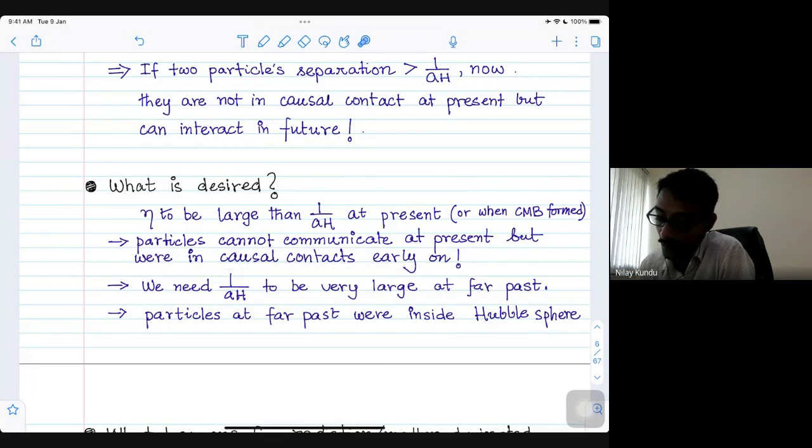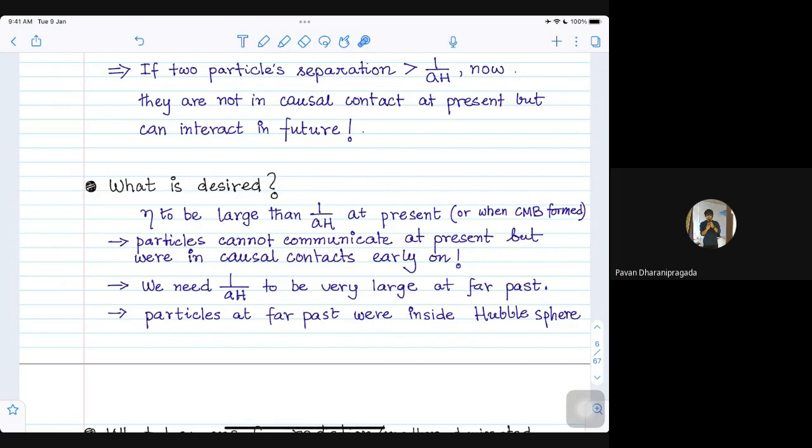So for that, what we need is this 1 over H has to be very large at far past. So that, Sir, we have a question. Yes, please. H should be the separation between any two particles. Is that what you're saying?